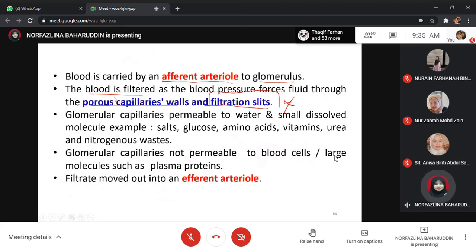So now you should understand. The blood is filtered as the blood pressure forces it through the porous capillary wall and filtration slits. Porous refers to the endothelial cell earlier that has pores. Filtration slit is because of the podocyte earlier. It makes a gap there. Okay, so it's like a filter.